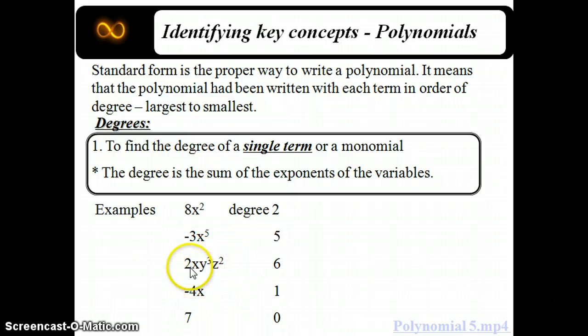When you get to questions like this, x has degree of 2, the y has degree of 3, and the x has a degree of 1. So we add them all together to get a degree of 6.